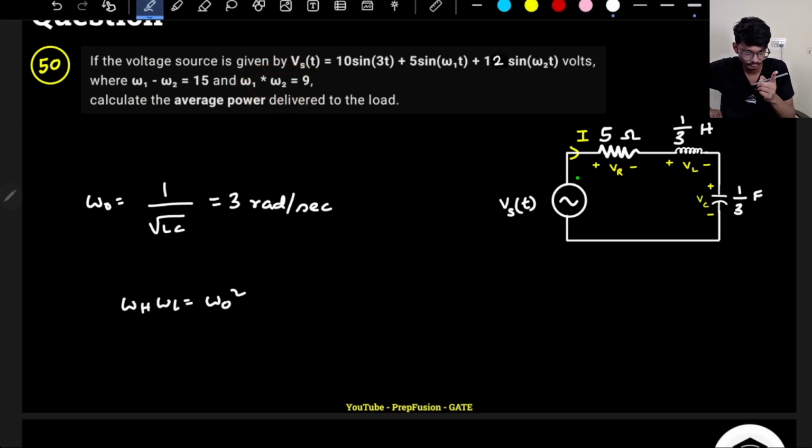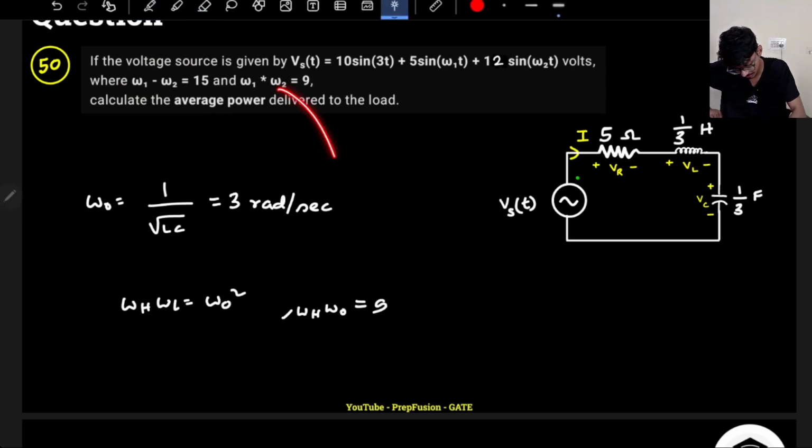Why? Because I have told you that the higher and lower 3 dB frequencies are the geometric mean. Okay, so omega naught is the geometric mean of higher and lower 3 dB frequency. So I can say omega h into omega L will be equal to 3 square, that is 9. So this equation is matching. Is this the difference of higher and lower cutoff frequency? That I have to cross verify first.